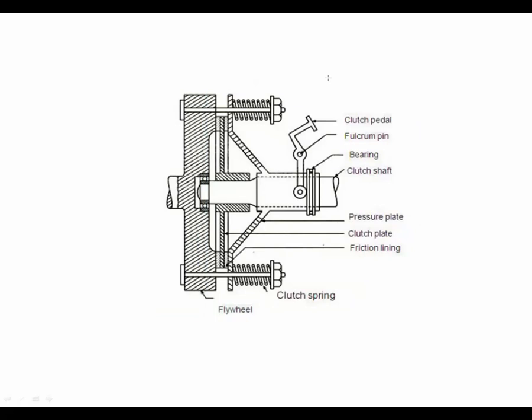In this clutch, pressure plate and clutch plates play a very important role. So this is the assembly diagram. From this diagram you have to draw different detailed parts. In the last few lectures we saw a number of parts.